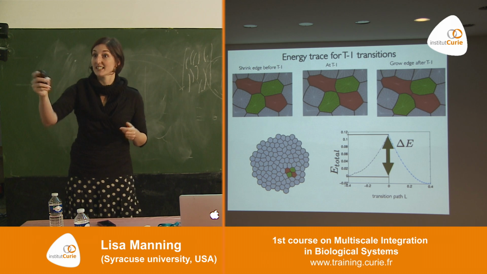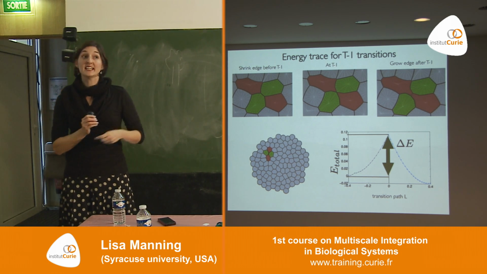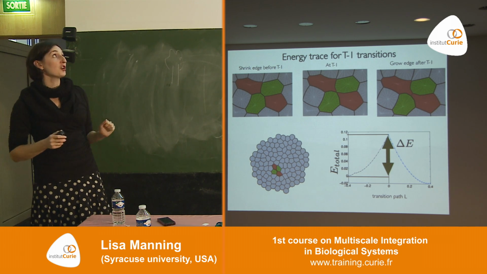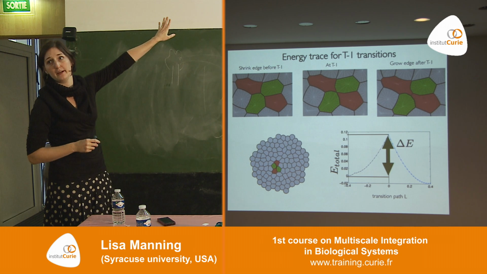So this is, yes? Is it taking into account all the neighbors or only 4 cells? It's taking into account all the neighbors. I'll show you a model where we simplified it by forgetting about the neighbors, but this calculation is taking into account everything.